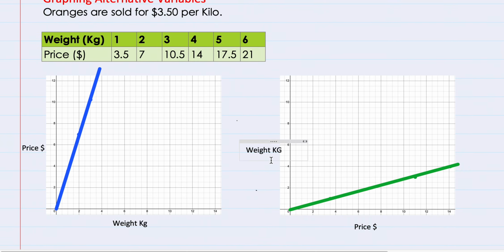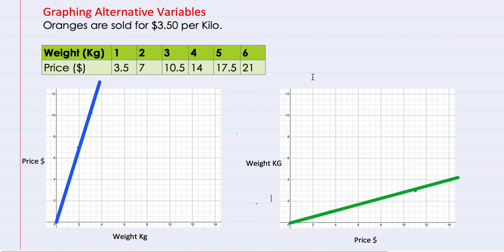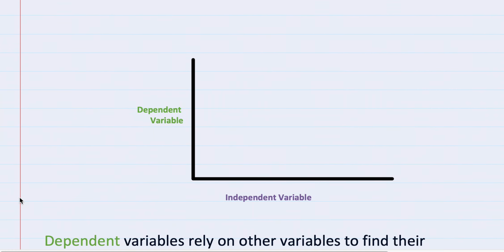So which one is the correct line? Because they can't both be correct because we have two different lines here. And the correct one is actually this first one here because we have our weight on the bottom and our price on the side. So this one is actually incorrect. We can't graph it like that. And the reason is because our weight is independent of the price. And when we're graphing two variables that aren't just labeled as x and y, we need to make a decision as to which one is the independent variable that we're going to put on the x-axis and which one is the dependent variable that we put on the y-axis. So it should look like this.